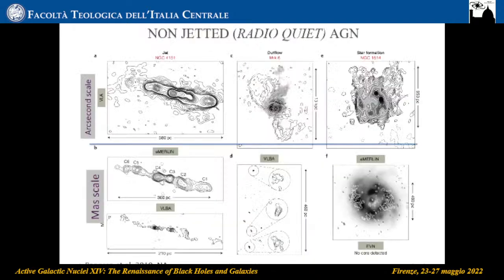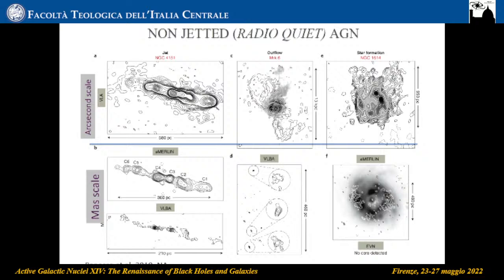So when we come to radio quiet AGN, you might think that they are very boring in the radio because they are quiet, but this is not the truth. I'm talking about non-jetted AGN, and Paolo may be upset if I call them radio quiet, but we all call them radio quiet, so I will stick to this classification. But radio quiet AGN are not boring in the radio. In radio quiet there is no relativistic jet.